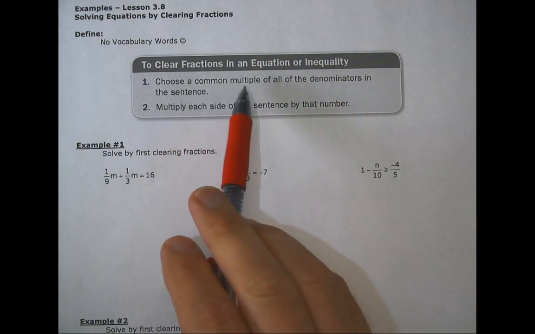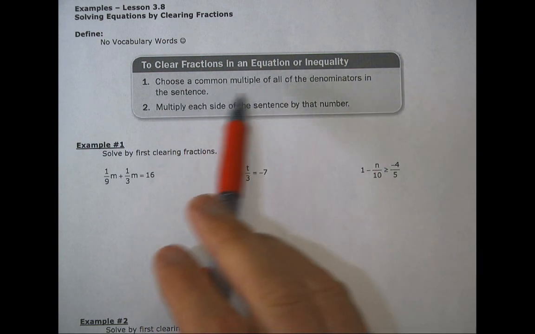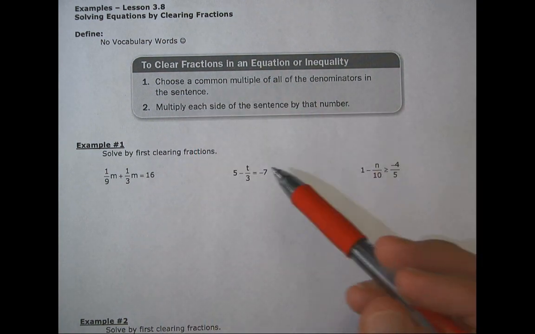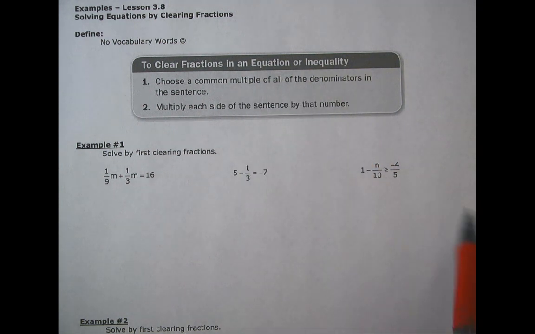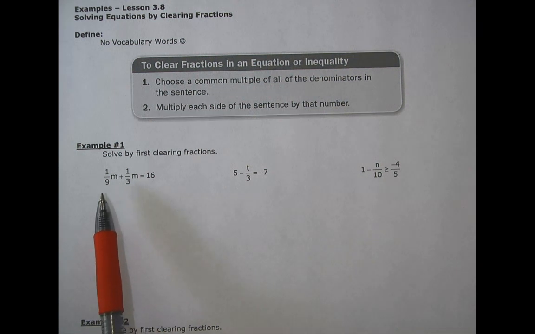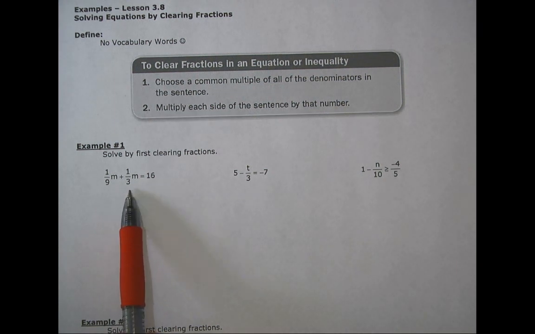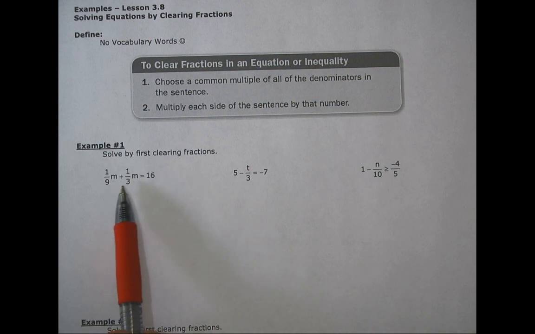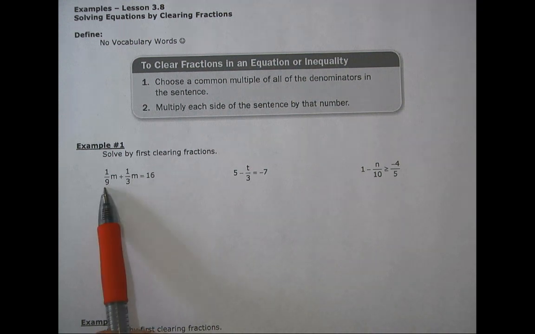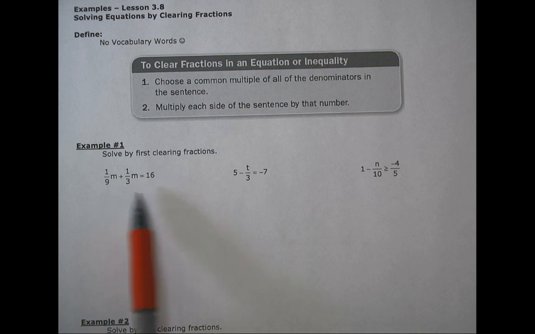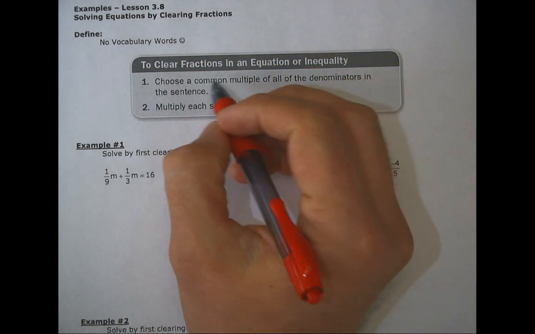You're going to choose a common multiple of all the denominators in the sentence. A multiple is a number that all the numbers are factors of. So it's a number that they all multiply into. For instance, with a 9 and a 3, the common multiple there is 9. You also could have a common multiple of 27. Another common multiple would be 18. Both numbers multiply into 9. They both multiply into 18. They both multiply into 27. So all of those are common multiples.